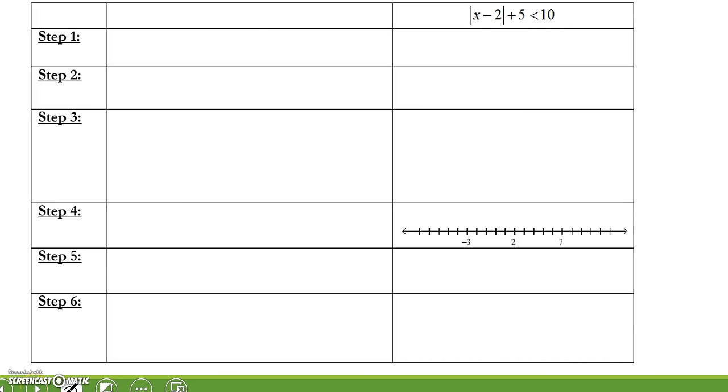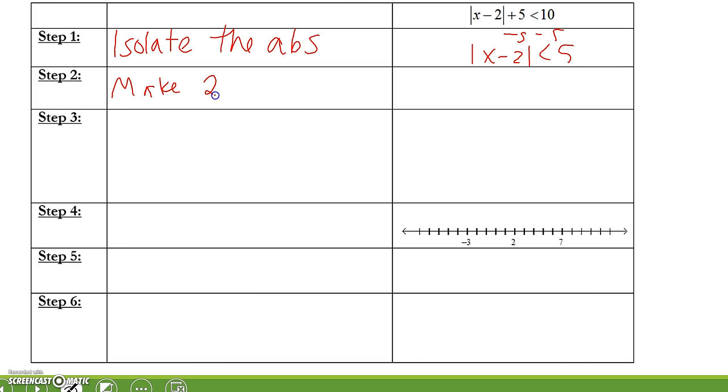So our steps, it starts off the same way. What you first do is you isolate the absolute value, just like last video. So I would subtract 5 on both sides, and I get the absolute value of x minus 2 is less than 5. Step 2 is you make two equations. So you ignore the inequality for right now, and you do just like we did, set it equal to 5 and -5.